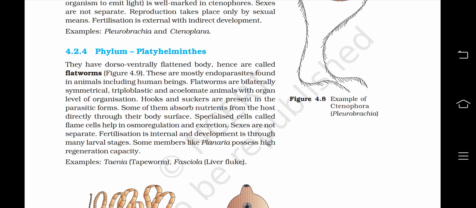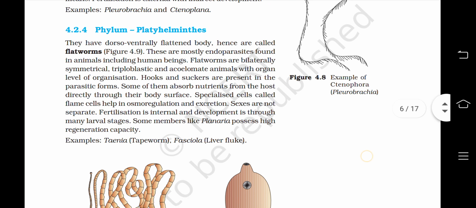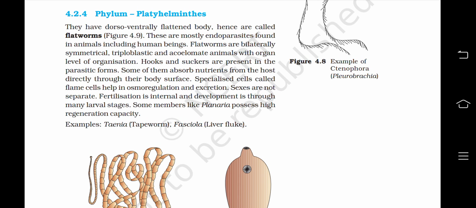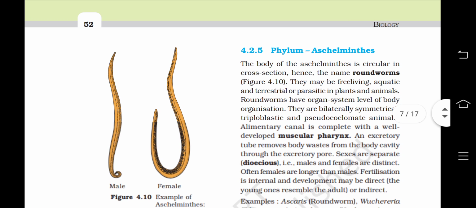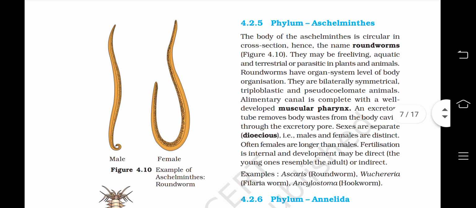Examples are Taenia, tapeworm, or you can say Taenia solium as well, and Fasciola, I guess, liver fluke. Now let's start with the phylum Aschelminthes.